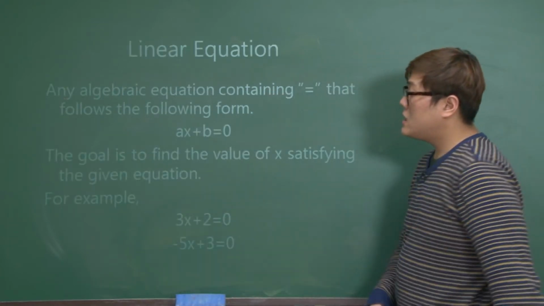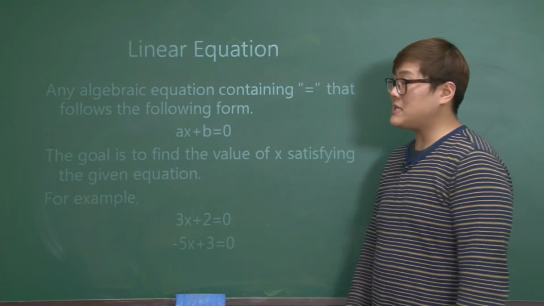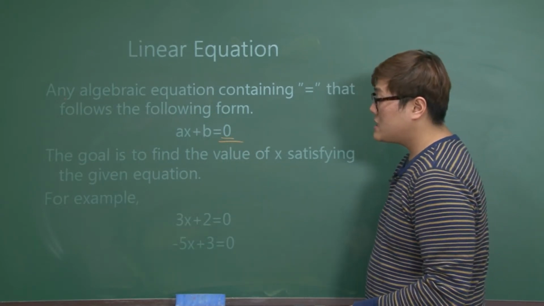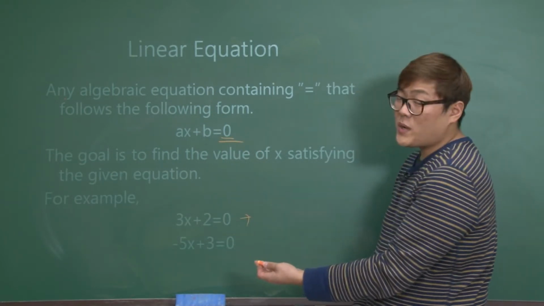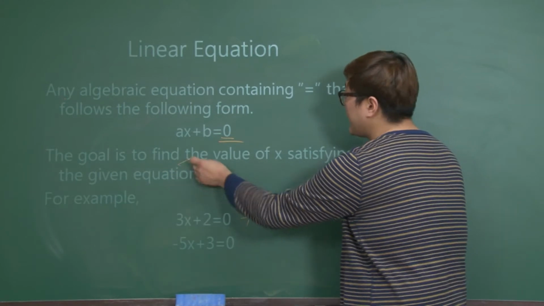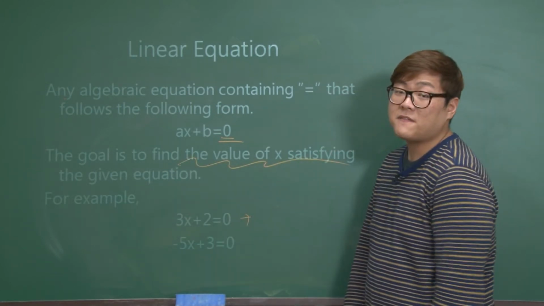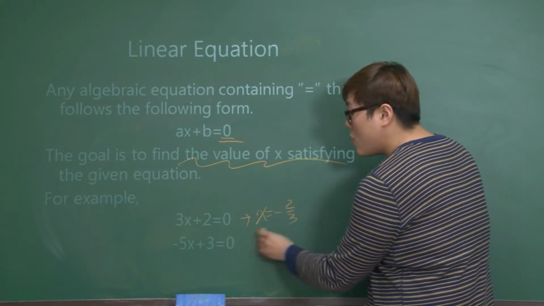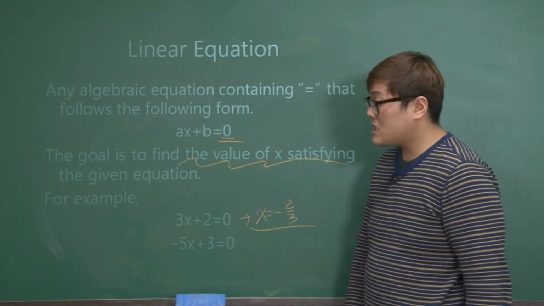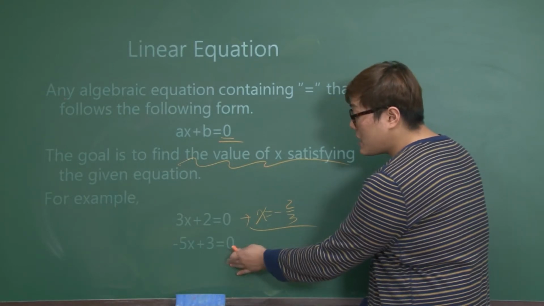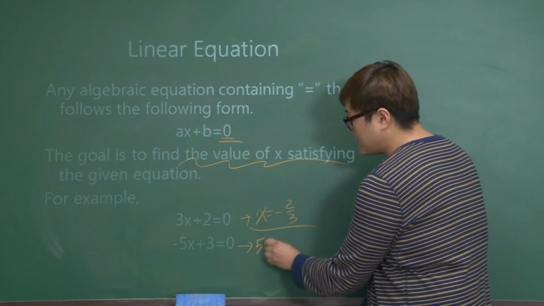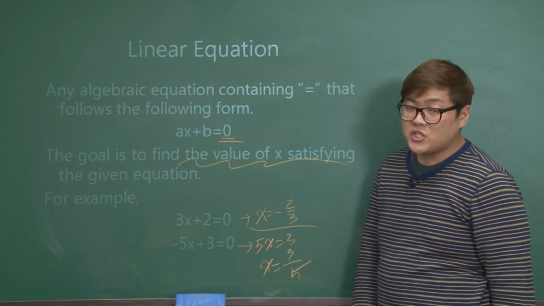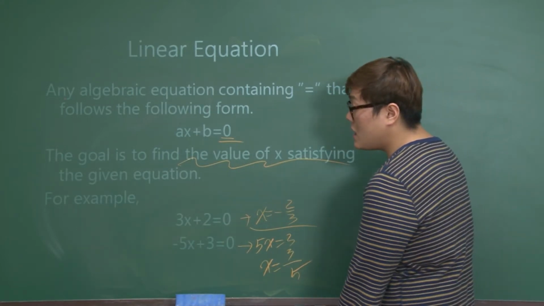So a linear equation is really simple. Instead of y, we have 0 on the right-hand side. Why do we want to do this? We just want to find the value of x satisfying the given equation. So here, x is negative 2 over 3. This is the solution for this linear equation. And 5x equals 3, where x is 3 over 5. This is the solution of that linear equation.